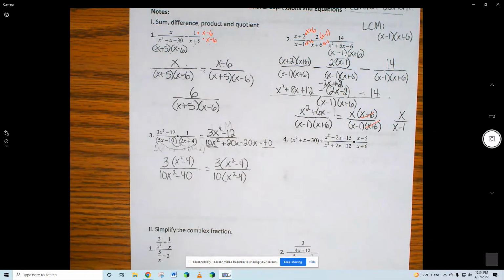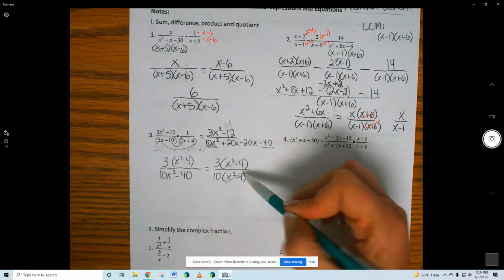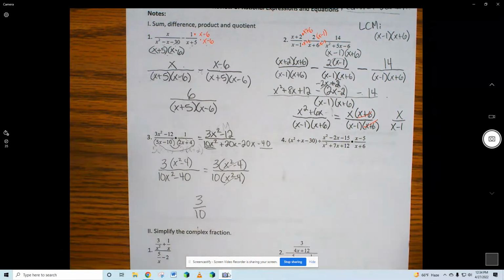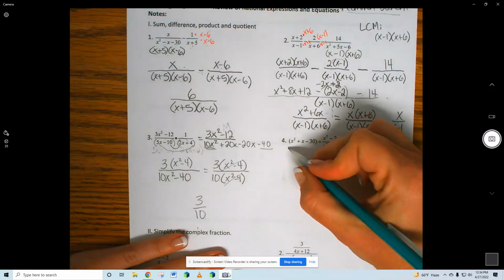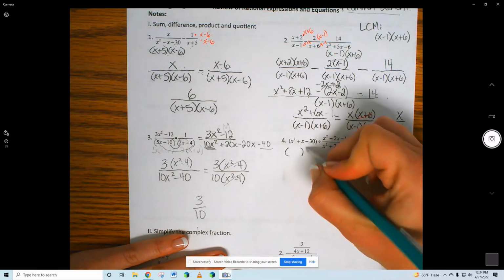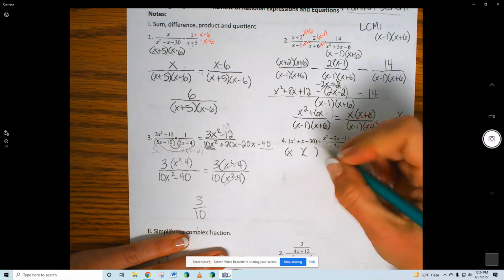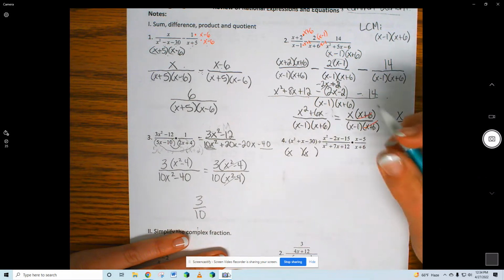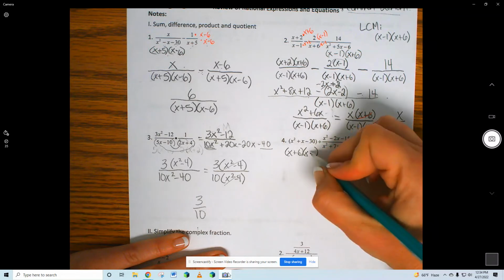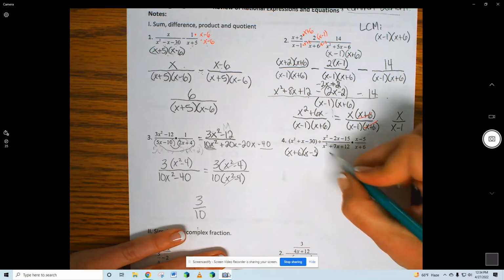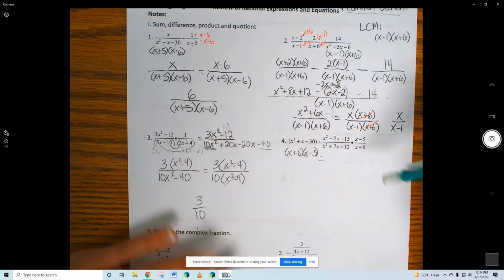Awesome. This is going to cancel out 3/10. Okay, on number 4, I can factor the first one. Plus 6 minus 5. Then division sign. Remember how I flip?